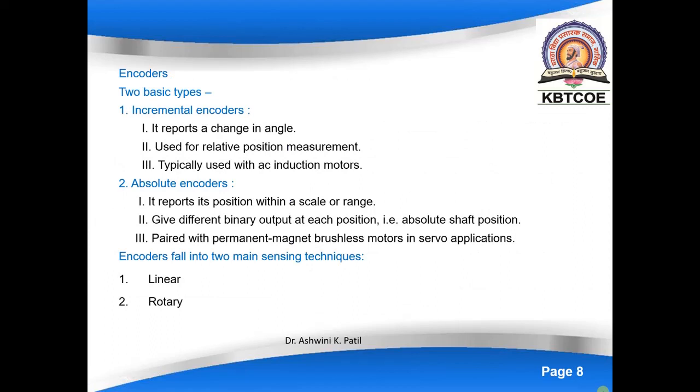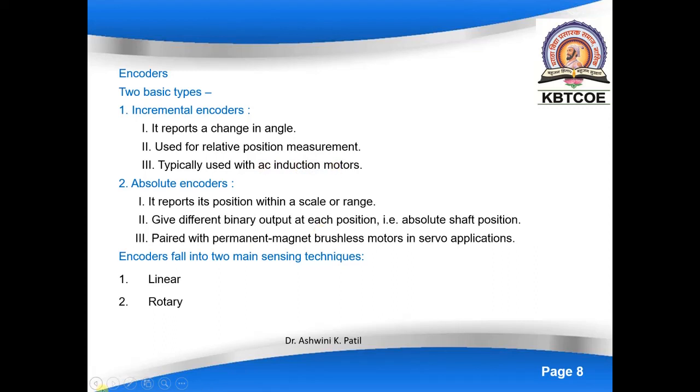Now, encoders. Encoders are basically used for displacement measurement, but as the output of an encoder is frequency pulses, if we count the number of pulses per time, it gives us the velocity or speed of the motor. There are basically two types of encoders, incremental encoders and absolute encoders. Incremental encoders report a change in angle. They are used for relative position measurement, typically in AC induction motors.